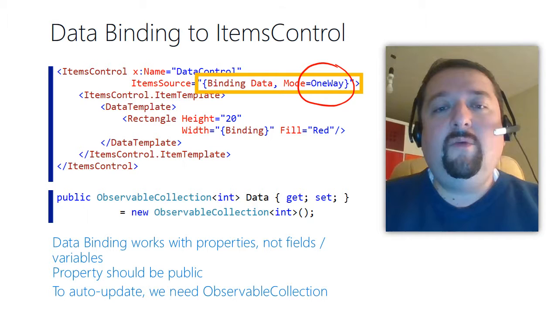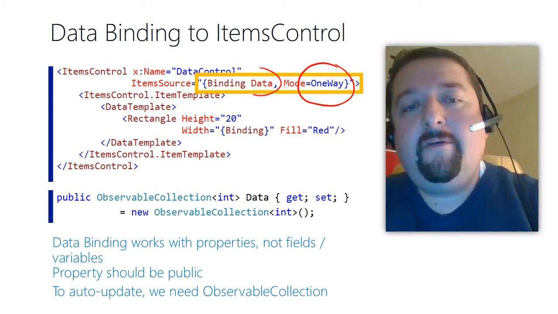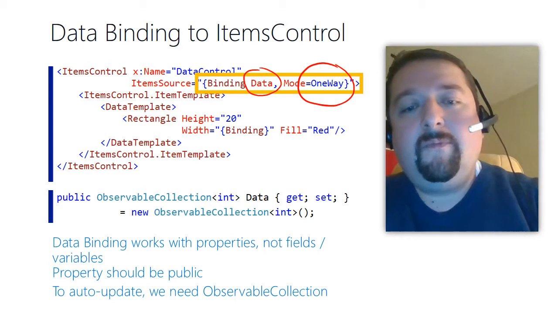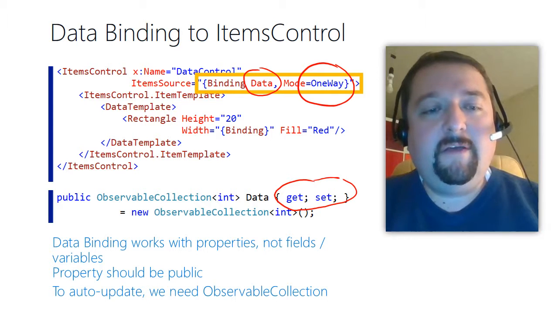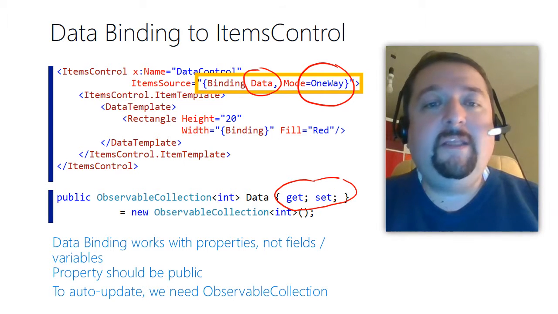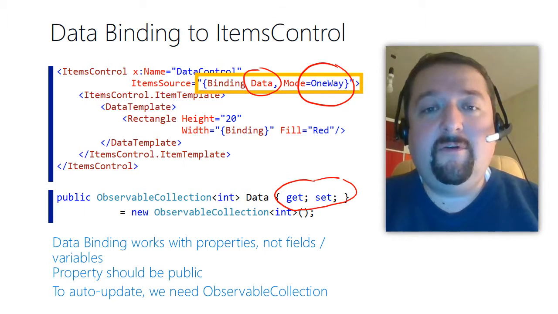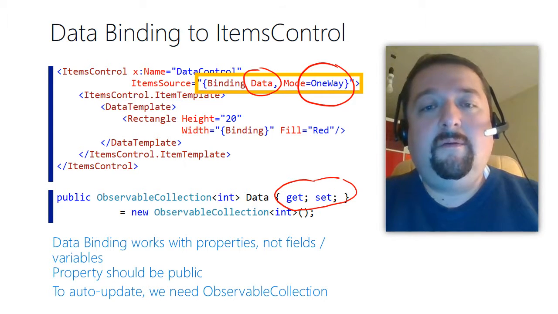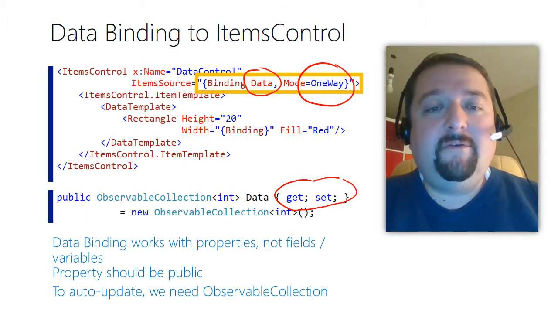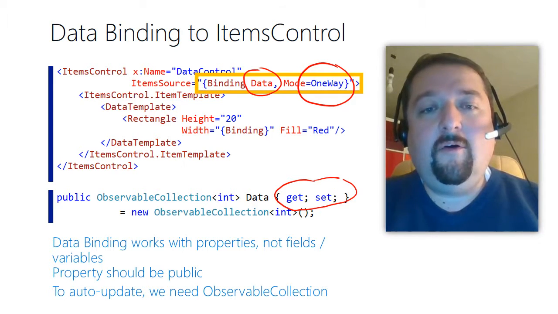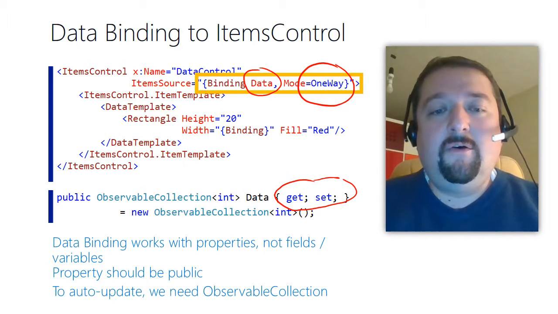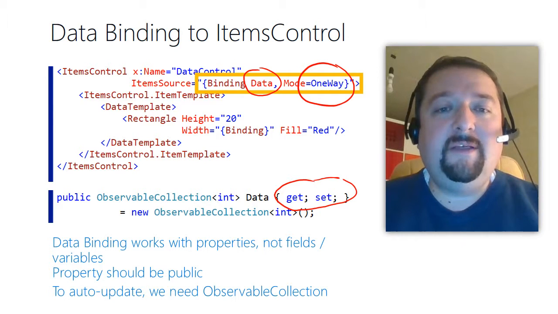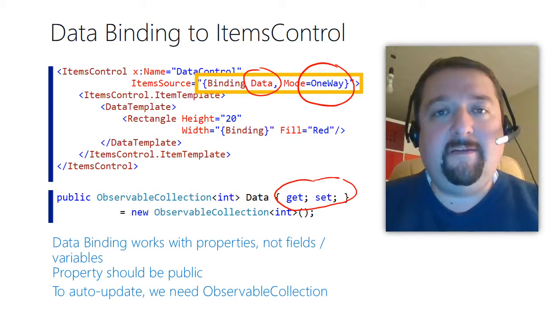Then, in order for this to work, we need to make sure that this variable data is a property. It's important that it's not a field, not just a variable, but a public property. Data binding works only on public properties. That's important to remember. Also, in order to automatically update the user interface, we need to make sure that this data object is smart enough to signal the user interface whenever it's updated. If it's just an array, like in the simple example, it would not happen automatically, because there is no way for us to know when the array is updated.